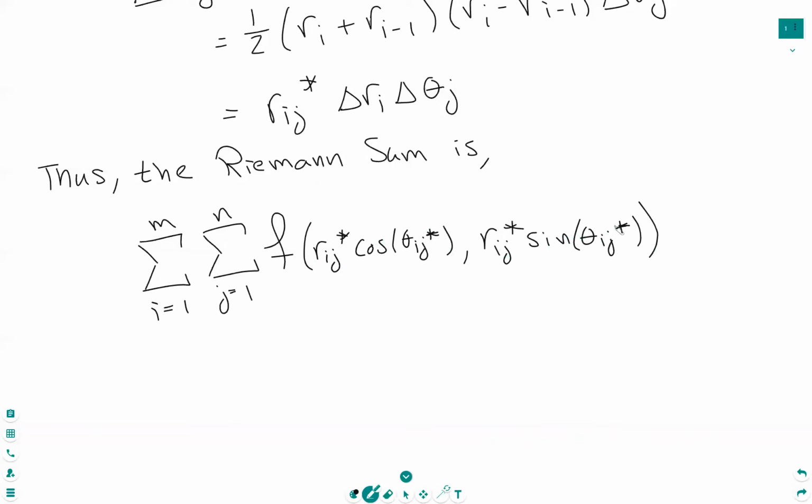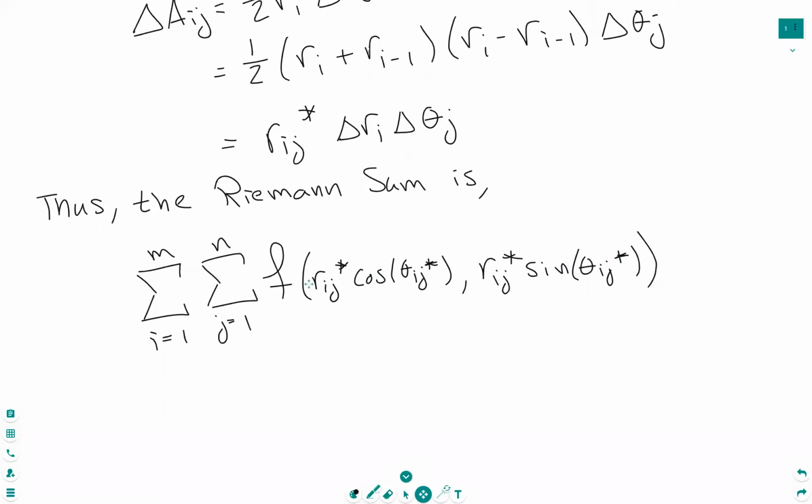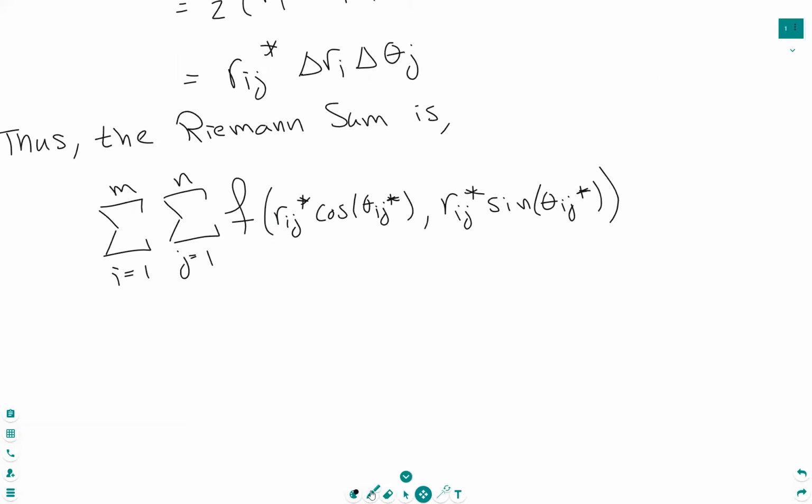And now we have to multiply this by this delta area. So you have to multiply it by this little area right here, because then we have this height times some area that will generate some volume. So we multiply by our form here. It's times Rij star times the change in the radius, and then the change in the angle theta.